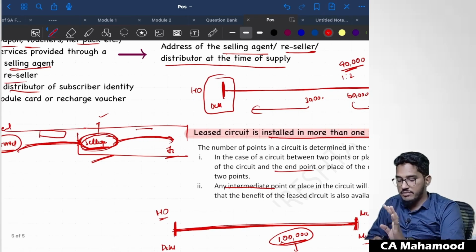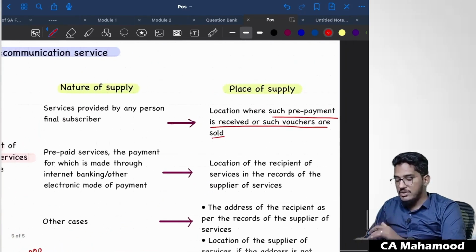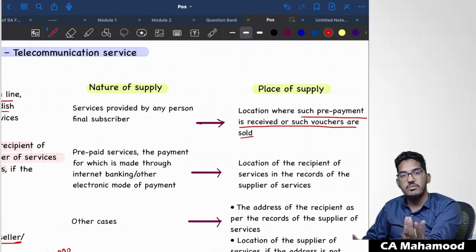If you pay close attention, for both the transactions they are telling the place of supply as the same, the address of the reseller or agent. But instead of using that phrase, they said wherever prepayment is received or vouchers are actually sold. Generally, wherever that selling agent's shop is, only there it will be sold.